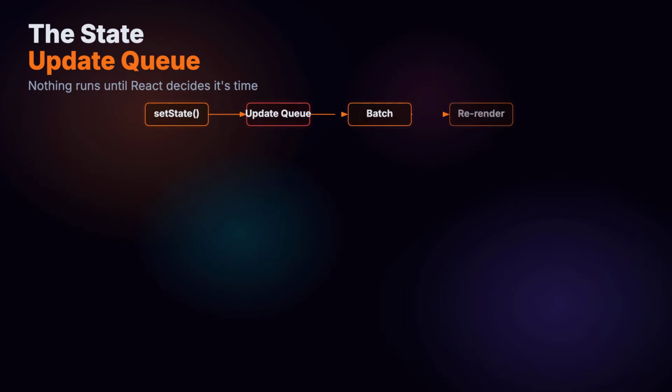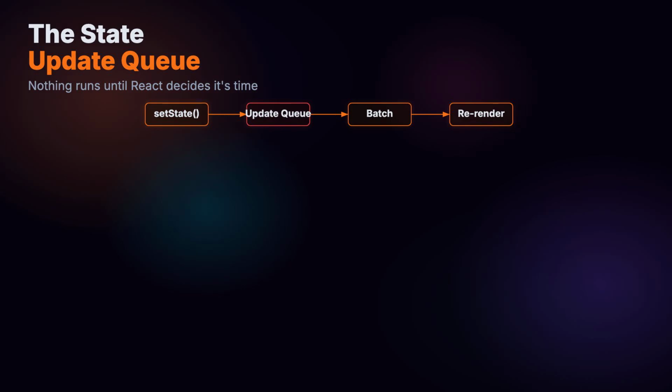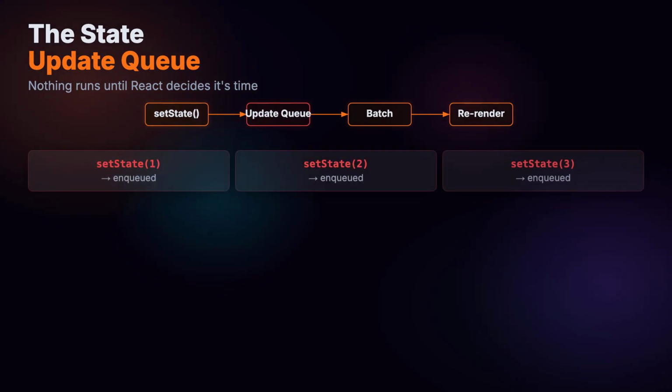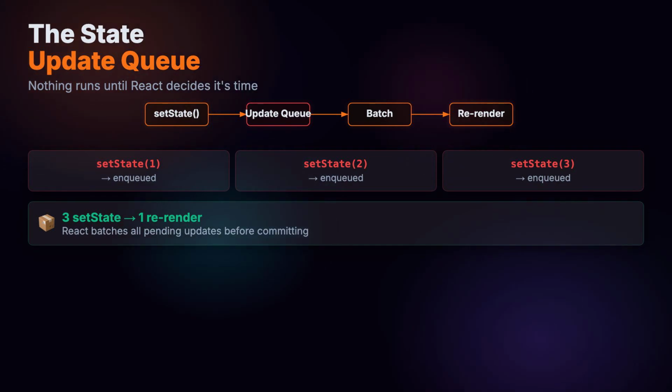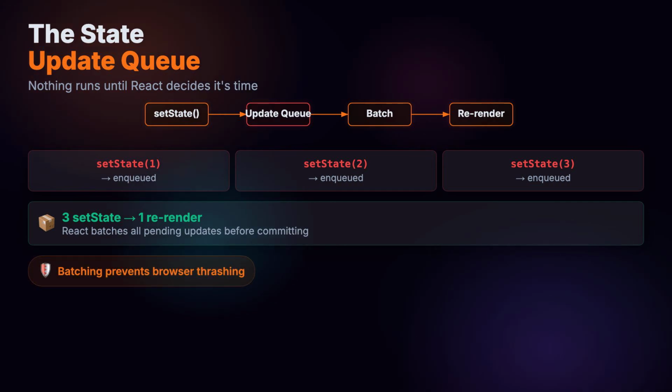Every setState call gets pushed onto an internal update queue before any re-render happens. React holds all those pending updates until the current execution context completes. Inside a single click handler, 3 setState calls become 1 re-render, not 3. That batching is what keeps your interface from thrashing the browser on every interaction.